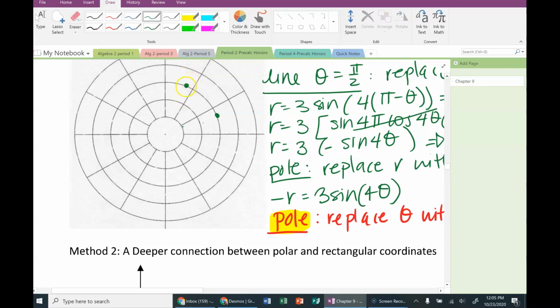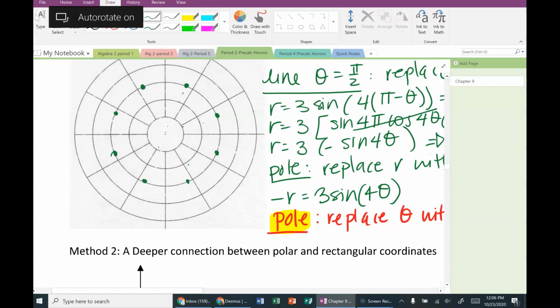So I'm going to go over here and make a dot there. And then go over here and make a dot here. And go over here and make a dot here. Remember, it's symmetric about the pole. That means all the quads will look just like that. All right, do I have 8 dots? 2, 4, 6, 7. Nope, I need 1 more. All right, 8.